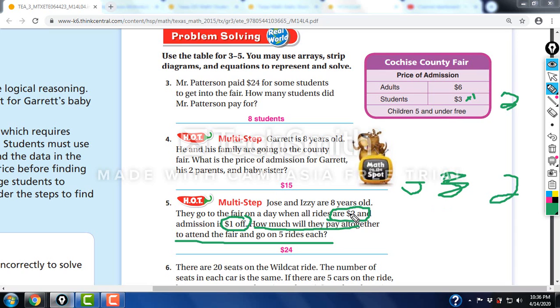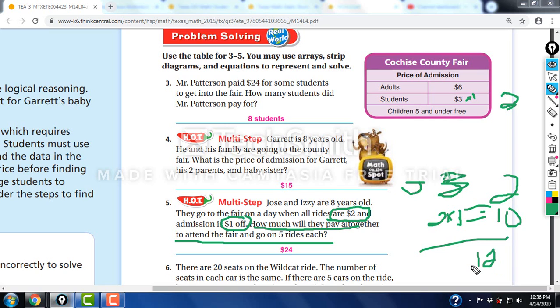And we know it costs $2 per ride, so to go on 5 rides, it's 2 times 5. That's 10. And my answer is 12.